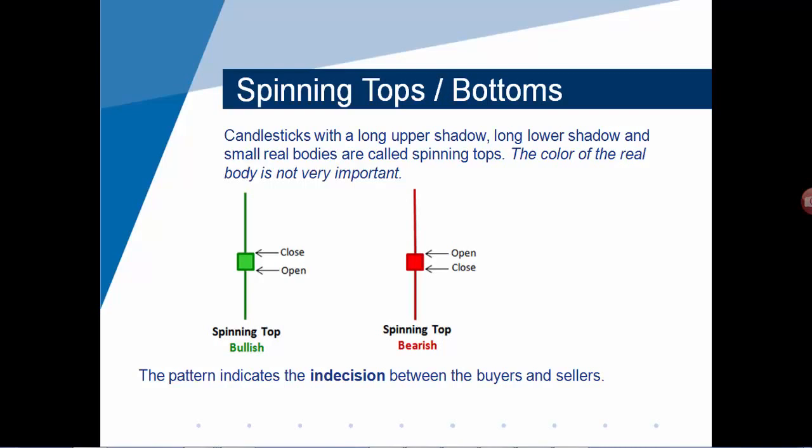Why? Simply because price opened here, price rallied upwards, price rallied downwards, then price closed here. So we had indecision in the market. We had a fight between sellers and buyers, and no one basically won the fight within this time period. Same for our bearish spinning top. Sellers push price downwards, buyers push price up, but then price actually closed in the center with a small body, and then we have two wicks on either side of that body. So this represents indecision in the market.